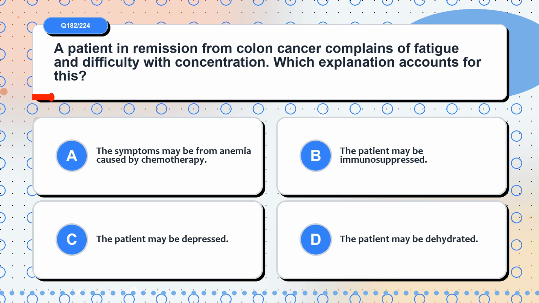Question 182. A patient in remission from colon cancer complains of fatigue and difficulty with concentration. Which explanation accounts for this? Here are the options. Option A. The symptoms may be from anemia caused by chemotherapy. Option B. The patient may be immunosuppressed. Option C. The patient may be depressed. Option D. The patient may be dehydrated.